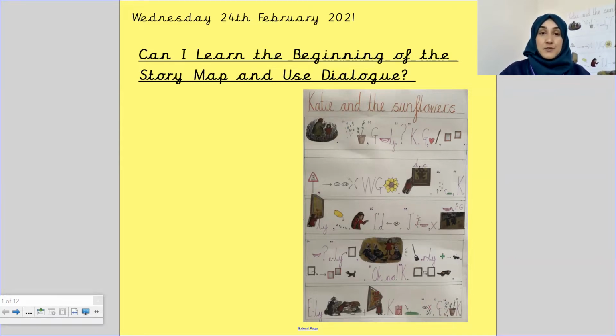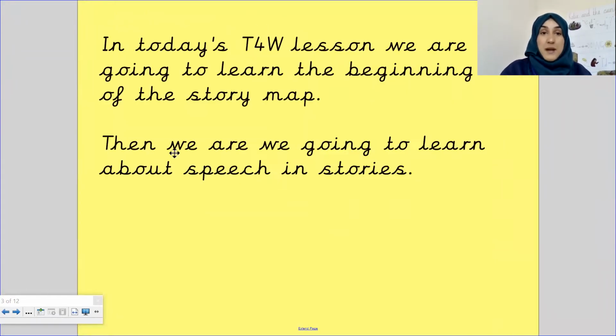Our learning objective for today is, can I learn the beginning of the story map and use dialogue? Can I learn the beginning of the story map and use dialogue? Okay, we are going to be learning the first part of our story map.